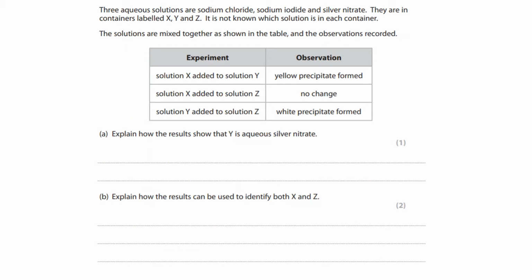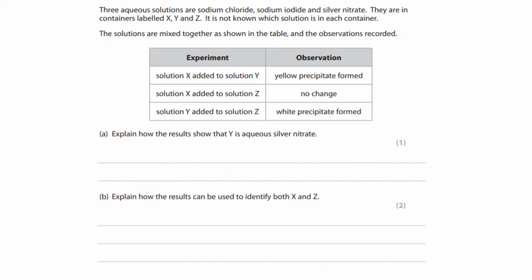So you can say that because the first row and the third row have solution Y in common, and there is no result in the second row because there is no Y involved in the second row, because there's no change, that suggests that Y must be aqueous silver nitrate. And also because you need to add something to a solution in order for a change to occur. So in this case, Y is aqueous silver nitrate. I'll show you the mark scheme later on.